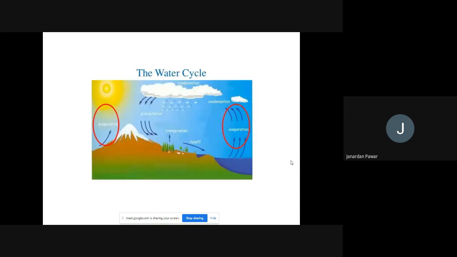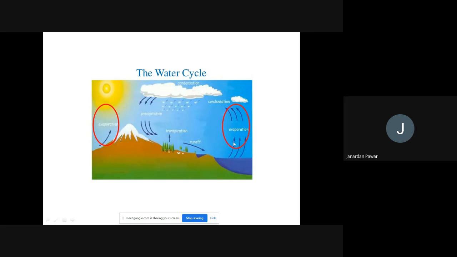Next one. The water cycle, that we can see. Water cycle, we call it Jal Chakra in Marathi. As we know how we get rain, this is the concept of the water cycle. Just look at the picture and try to understand whatever I have shown here in the water cycle. So this way we get water. How does it start? It starts like this.